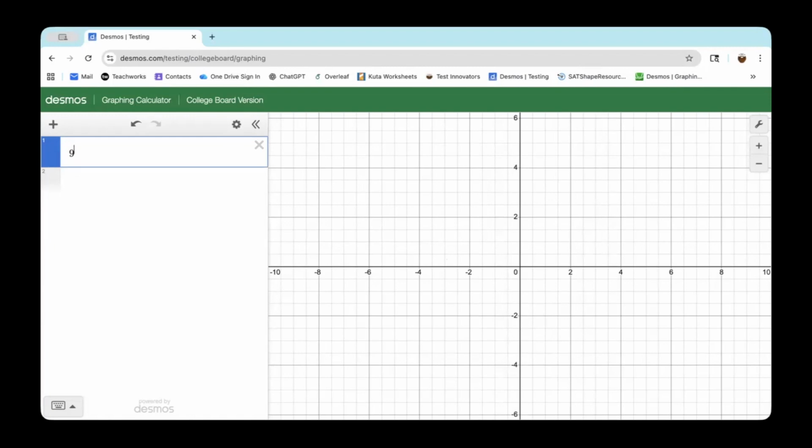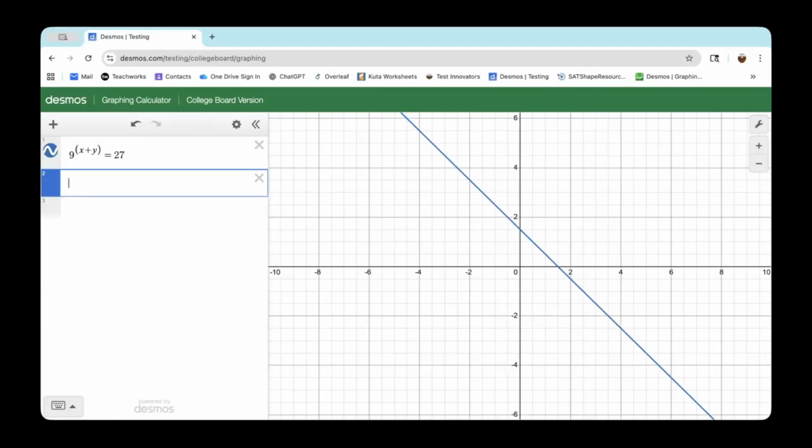So I have 9 to the X plus Y. Whoops, not like that. I got to use parentheses. All right, so that's equal to 27. And then the other one is going to be 4 to the X minus Y equals 16. And then I'm looking for the intersection point.